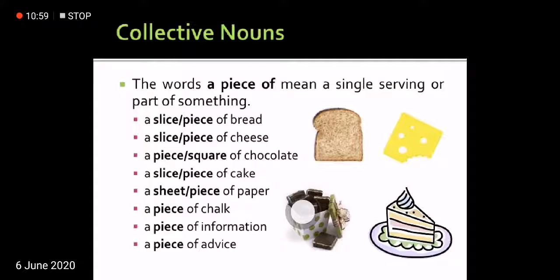So again, the words a piece of mean a single serving or a part of something. You always say a slice of bread or you say a piece of bread. You don't say here a sheet of bread. And you don't say here a slice of paper, you say here a sheet of paper and piece of paper. Similarly, a slice of cheese or a piece of cheese, a piece of chocolate, a square of chocolate. So square is surprisingly good.